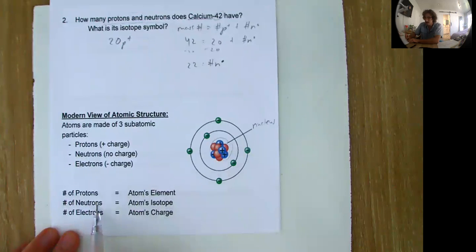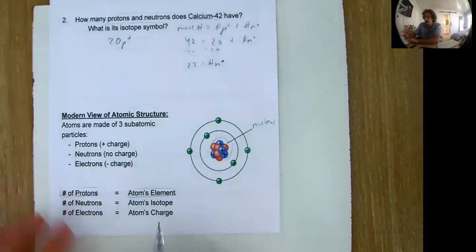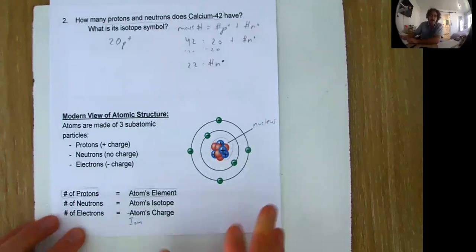The number of neutrons, when they change, determines atom's isotopes. And the number of electrons, when they change, determines the atom's charge. So the only thing that doesn't change is the number of protons with the atom's element. The two things that change are neutrons, making different isotopes. And the other thing that changes is electrons, which can make an atom's charge positive or negative, turning it into an ion. In fact, we should even just write ion right here instead of atom.